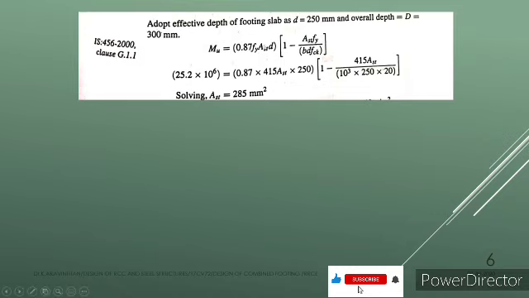Equals 0.87. Fy is the permissible stress in steel, that is 415, and Ast which we have to find, d is the depth we have adopted, it is 250, and 1 minus 415 Ast divided by b, which will be 1 meter width assumption, that is 1000 mm into d is 250, and fck is 20. So by solving this we will be getting the area of steel requirement, that is 285 mm square.